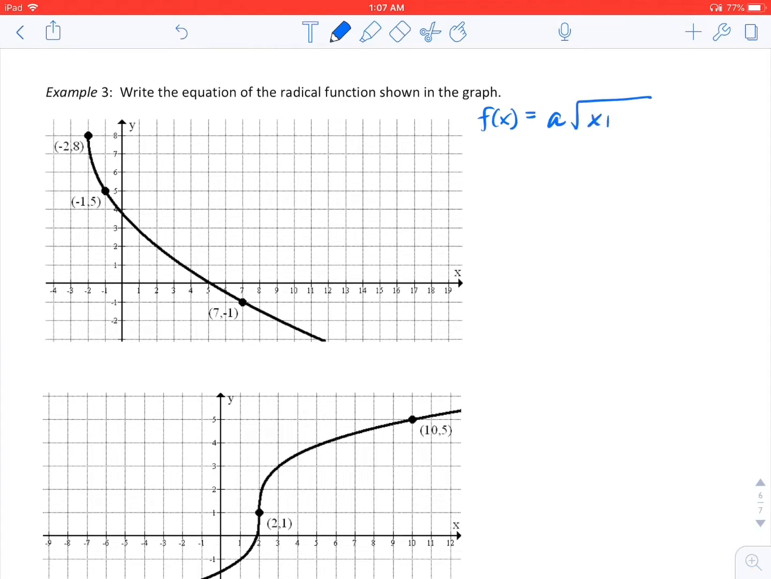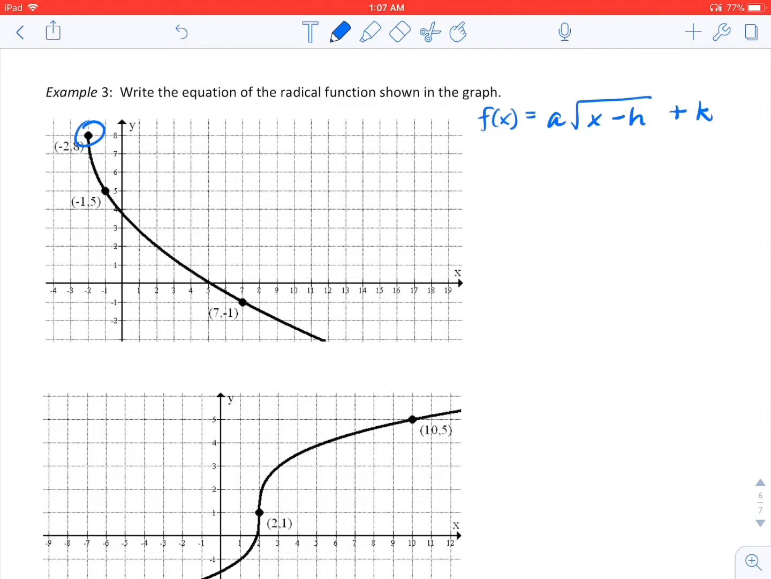There will be some shifts, x plus h. I guess I should write that as minus h, just to stay consistent. And plus k, and it's just a matter of determining each of these appropriate parameters. Well, the h, k stuff comes from the coordinates of the endpoint.